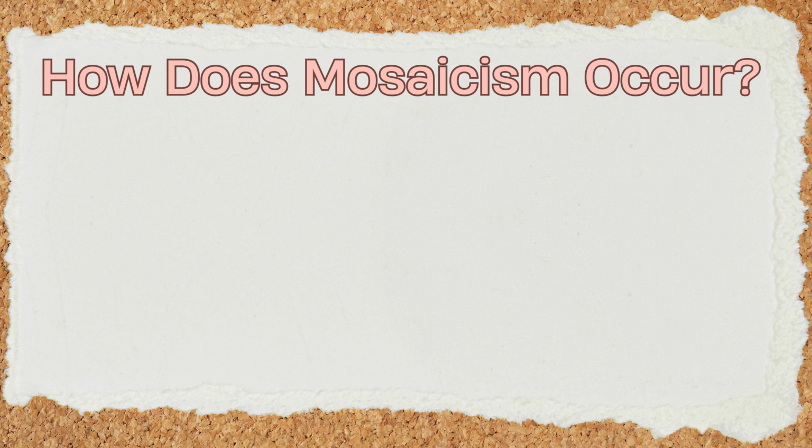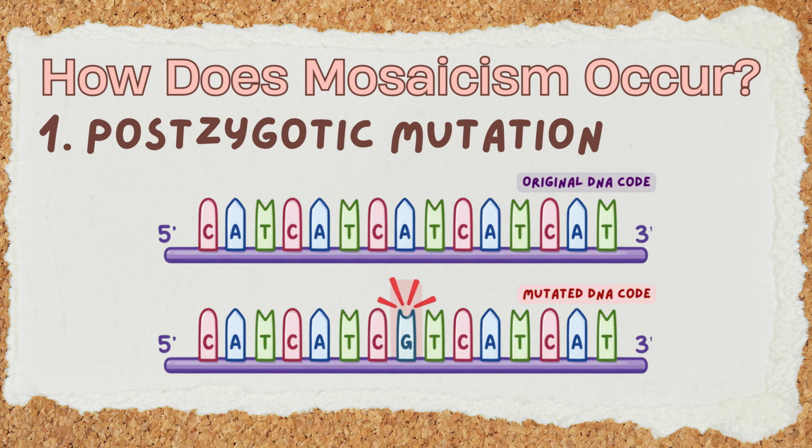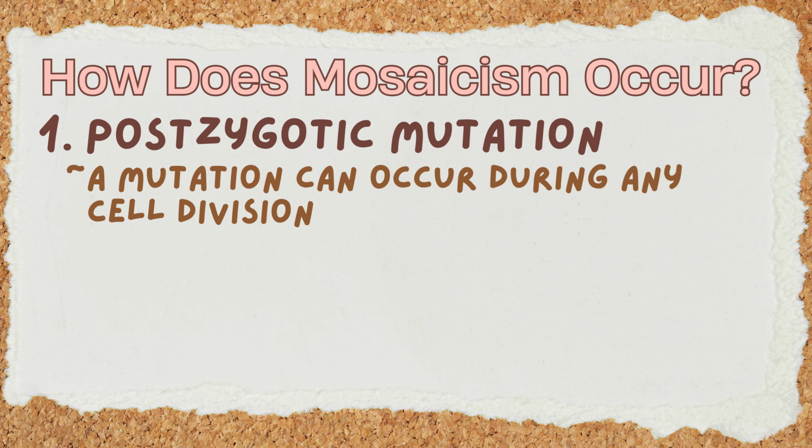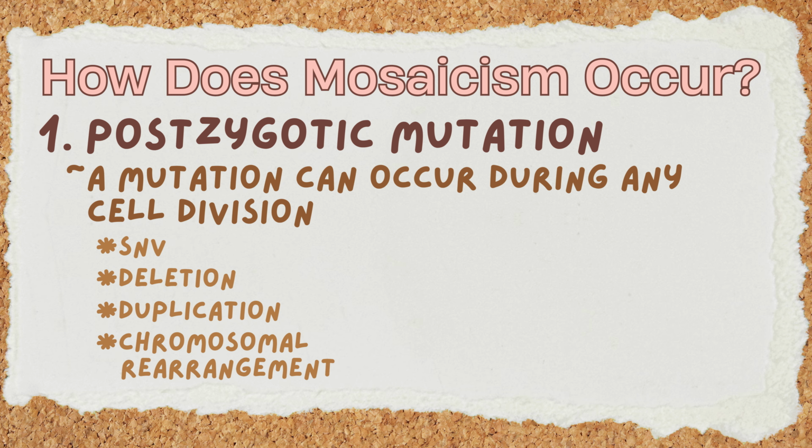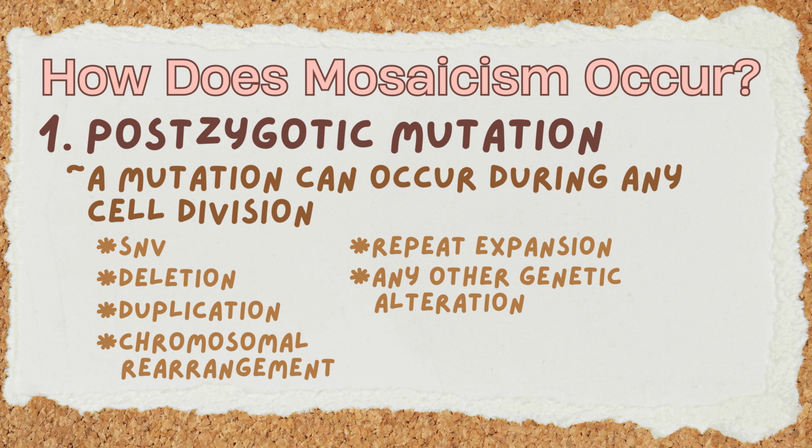Now, how does mosaicism occur? There are several mechanisms. The first is a postzygotic mutation. After fertilization, DNA replication isn't perfect. A mutation can occur during any cell division. This could be a single nucleotide variant, a deletion, a duplication, a chromosomal rearrangement, a repeat expansion, or essentially any other genetic alteration. Once that mutation occurs, every cell inherits it.